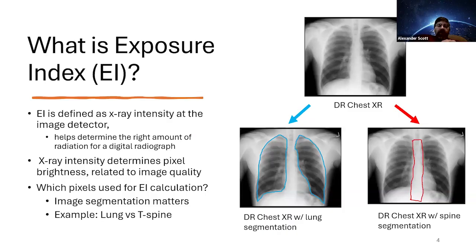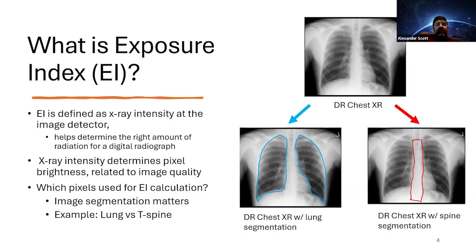So the exposure index is defined as the X-ray intensity at the digital detector, and it helps to determine the right amount of radiation for the optimal quality radiograph. It is never the dose to the patient, but throughout this talk, I'm going to be using the exposure index as sort of a proxy for the patient dose. And I don't want to say it's a tight connection; it's a little loose. But in patient populations, when you see the average exposure index go up or down, it gives you some clue about what the patient dose is experiencing.